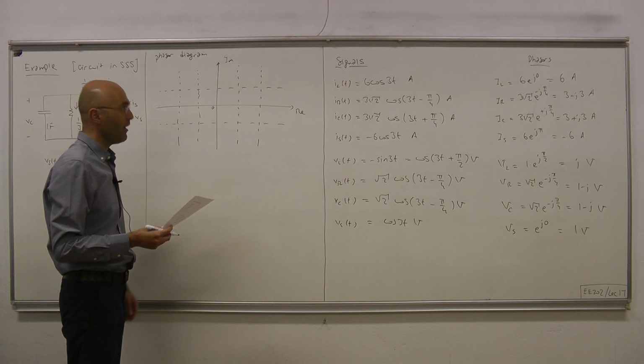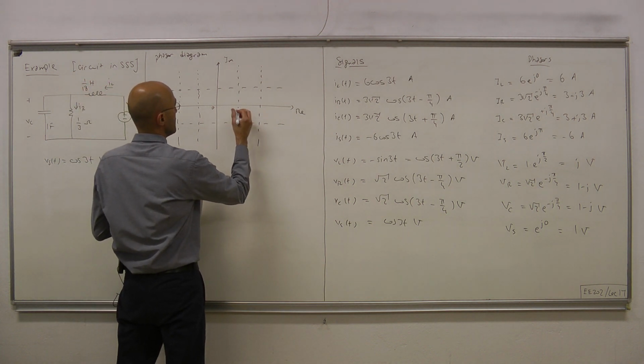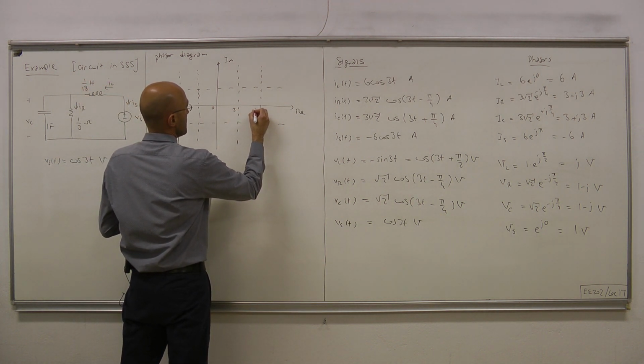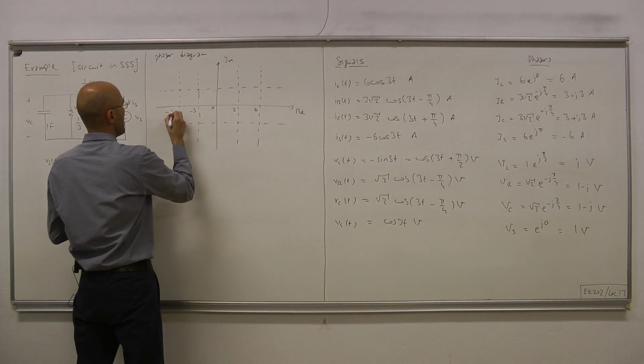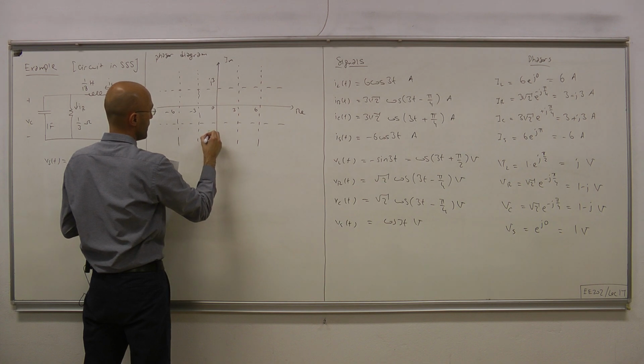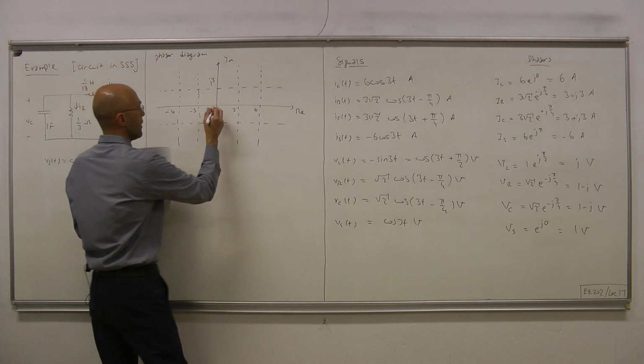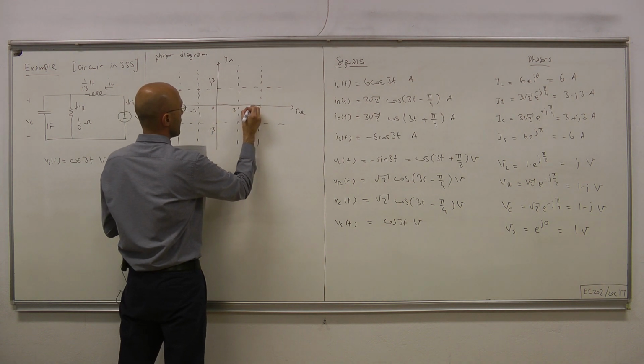So what we have is IL. IL is 6 amps. So this is, let's say, 6, minus 3, minus 6. This is j3 and this is minus j3. So IL is this vector here.